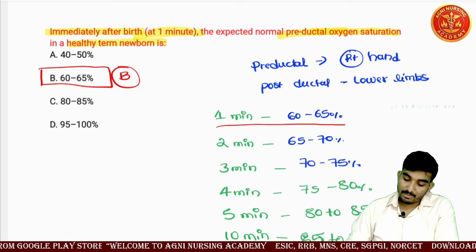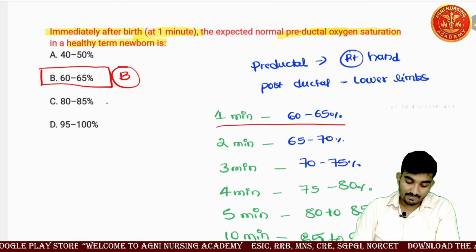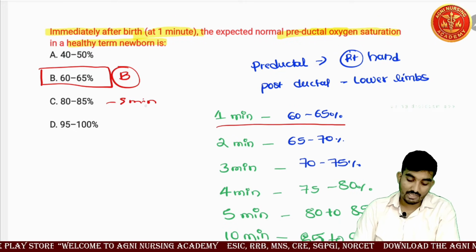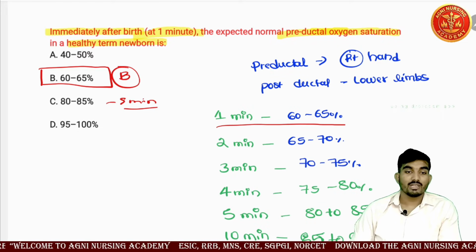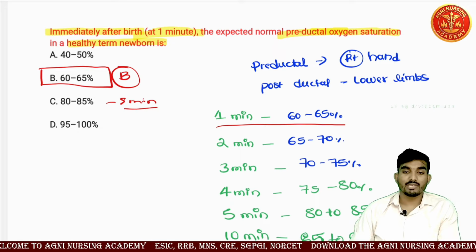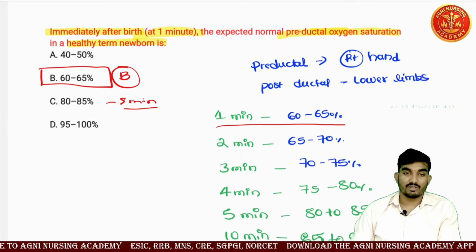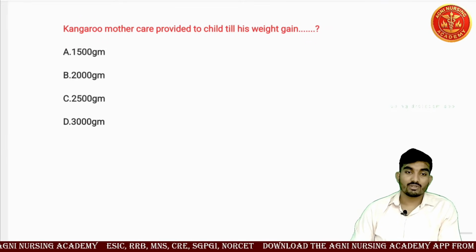80 to 85% is in the 5 minutes, and 85 to 90% in 10 minutes oxygen saturation. Option B is the correct answer for our question. Next we will see the next question.